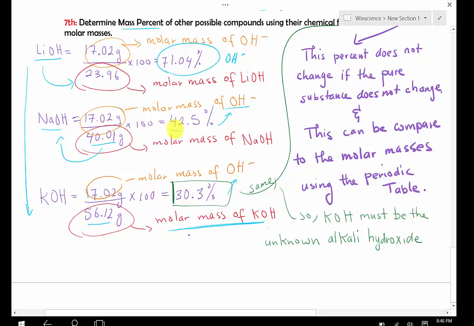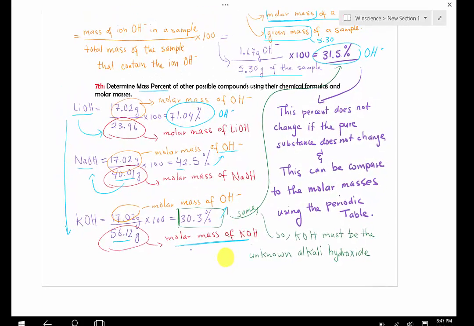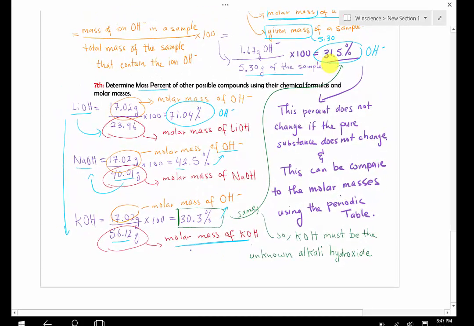So notice how each one of them has a different percent composition of hydroxide. And based on our knowledge of different percents by mass, we can compare them with our unknown sample. Look at that, isn't that beautiful? We have 31.5% by mass, and we have 30.3%. They are almost the same. So therefore, your unknown must be potassium hydroxide, because the percent composition is the same. So that's how you apply the concept of mass percent composition to identify the identity of our unknown.